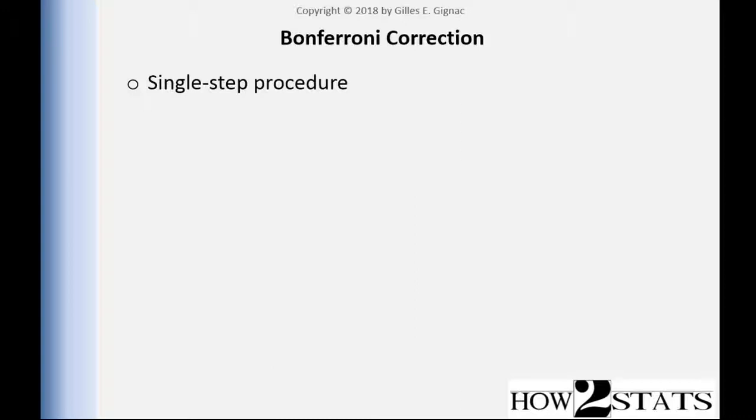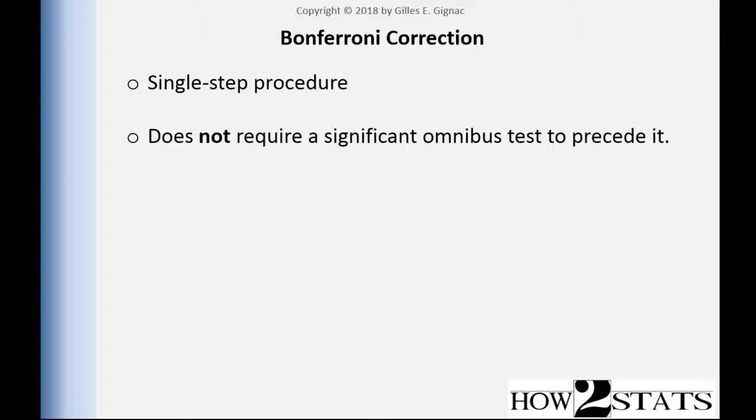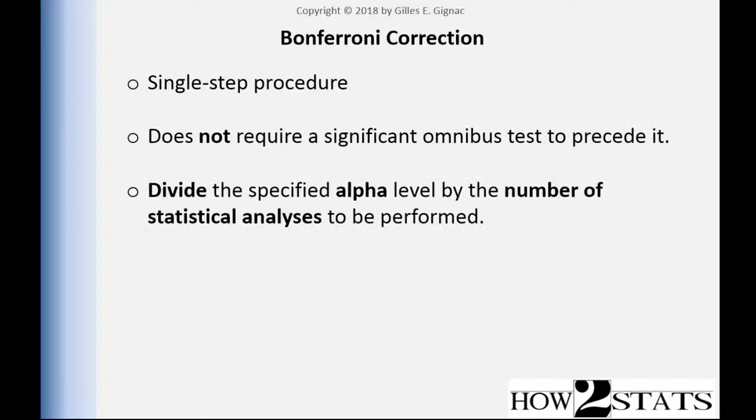You're different. You're listening to this video. You've read the How to Stats textbook. Bonferroni correction is a single-step procedure. So don't bother doing an ANOVA first. You don't have to. That's what I write here. Does not require a significant omnibus test. An omnibus test is like an overall ANOVA test. It does not need it.